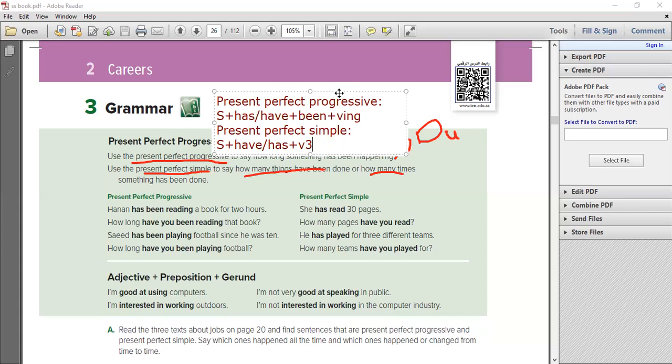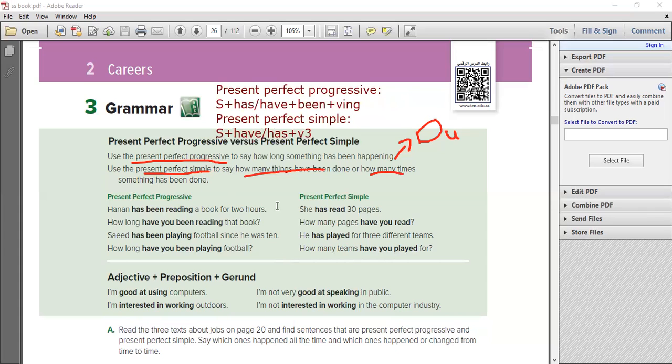Okay, now let's see the examples here so you can compare between them. Hanan has been reading a book for 2 hours. She has read 30 pages. So it's like one paragraph where they write the first sentence in the present perfect progressive and the second one in the present perfect simple. Why did they do that? Because the focus is different. هنا كان الفocus أو التركيز for 2 hours, duration of time. But here the focus is on how many things have been done: how many pages has she read? So we say 30 pages. Clear?